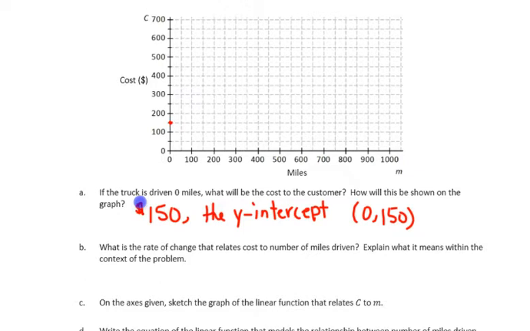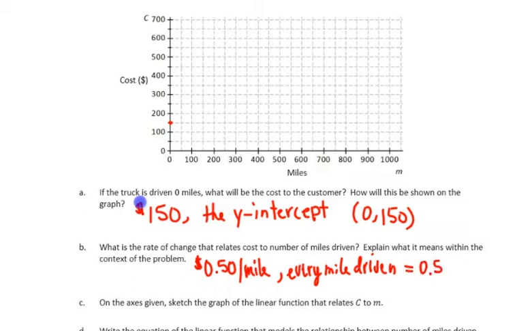What is the rate of change that relates the cost to the number of miles driven, which is also called the slope? And this is 50 cents per mile. Explain what it means within the context of the problem. Every mile driven is equal to 50 cents. We'll put more there too.